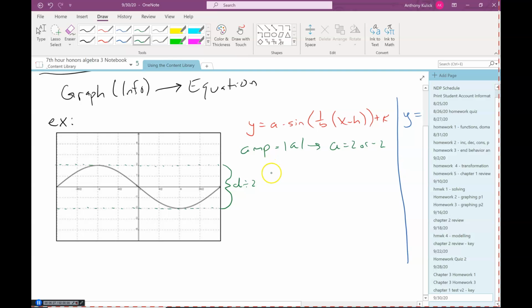Okay. I know that K is related to the midline, in that y is equal to K. The midline here should be easy to see. What looks to be the midline? Yeah, the x-axis, right? Remember, the midline divides the graph in half, basically. So we can say that K is 0 there.